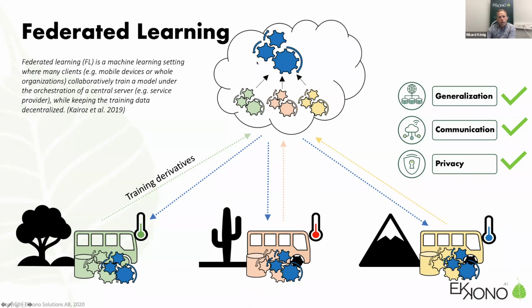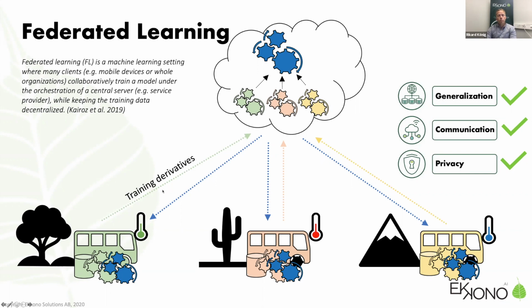Now the supermodel is updated and more powerful, so it can be sent down again to the devices and they can use it in a good way, right? In this way, since you're only sending the training derivatives, you solve the communication problem since you're sending much less data. You also solve the privacy issue, since it's not the raw data that is transmitted, it's still here.